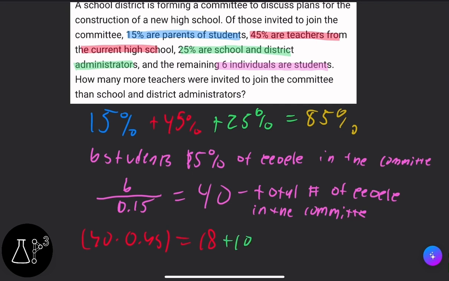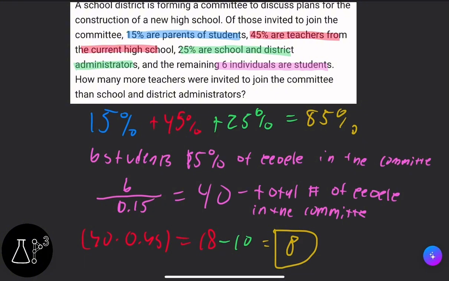And they're asking what is the difference, or how many more teachers than school and district administrators. And if you do 18 minus 10, you're left with 8. So what does that mean? That there are 8 more teachers in the committee than school and district administrators.